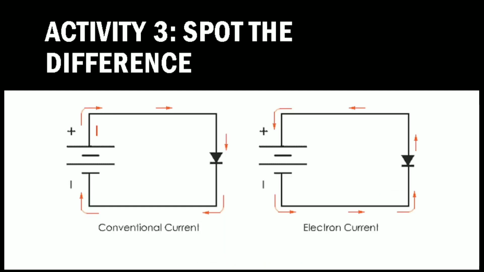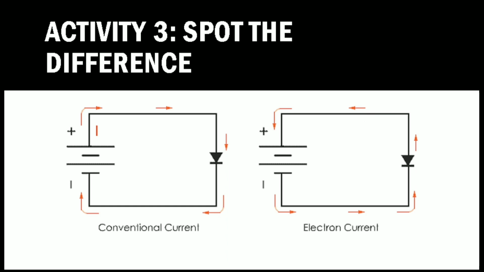Next activity, number 3. Write it in your notebook. Activity number 3, spot the difference. I want you to differentiate what you have seen on our screen. We have a conventional current and electron current. Analyze these two. What have you noticed? Write your answer in your notebook. I am going to give you a clue. Look at the arrow.